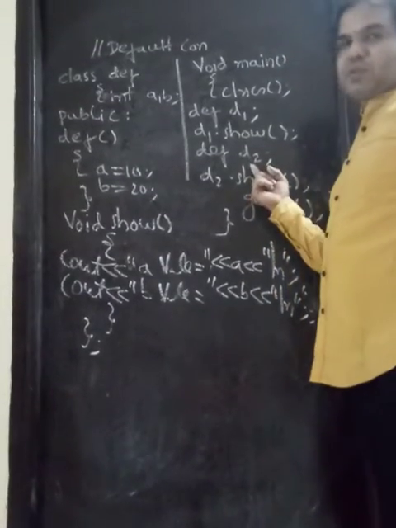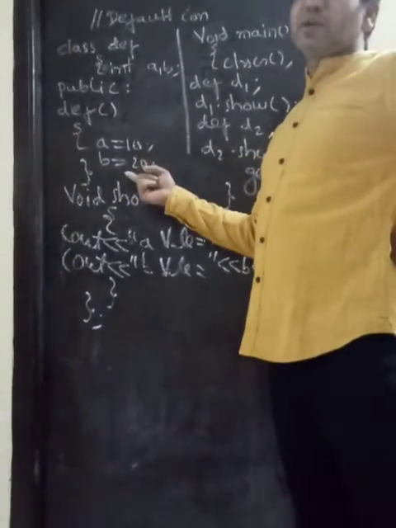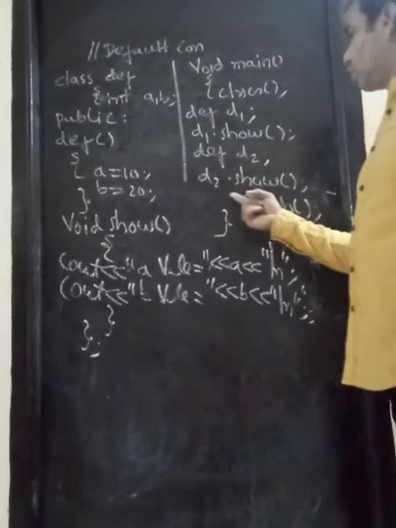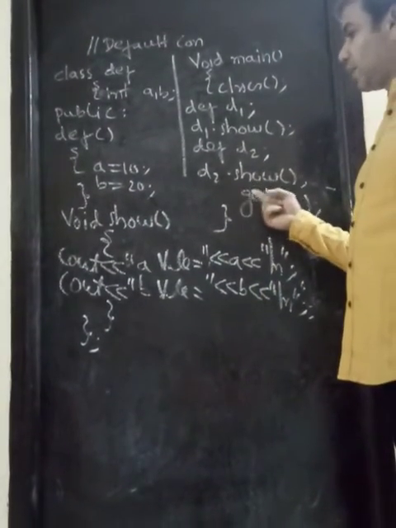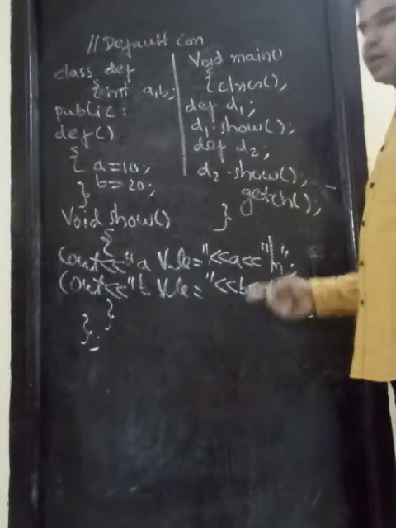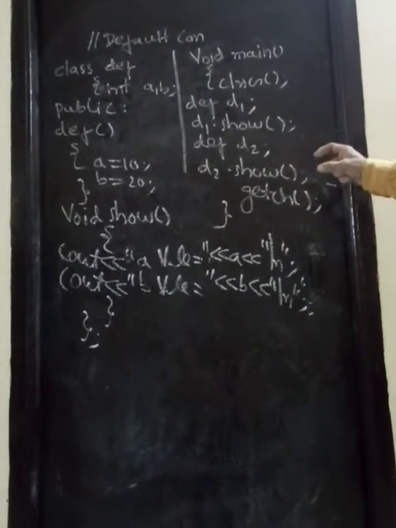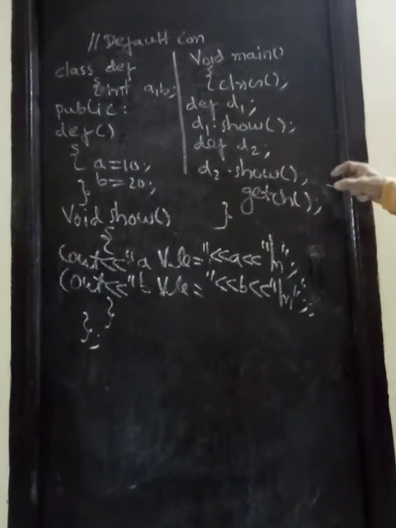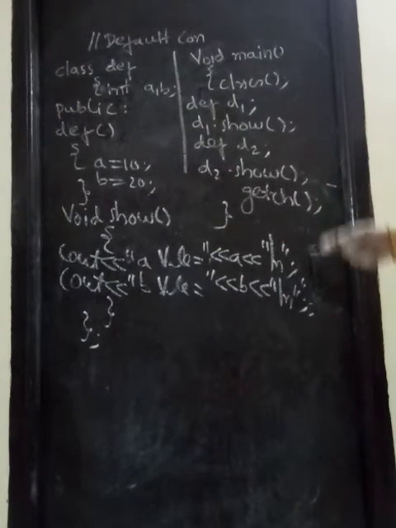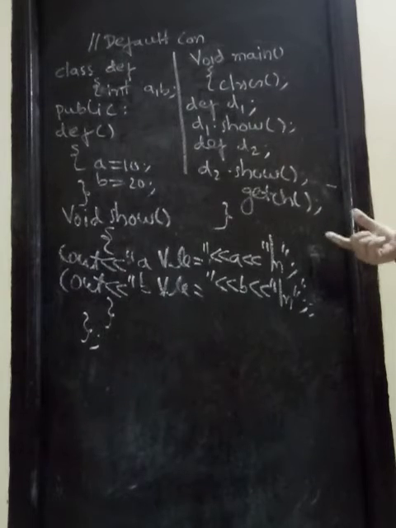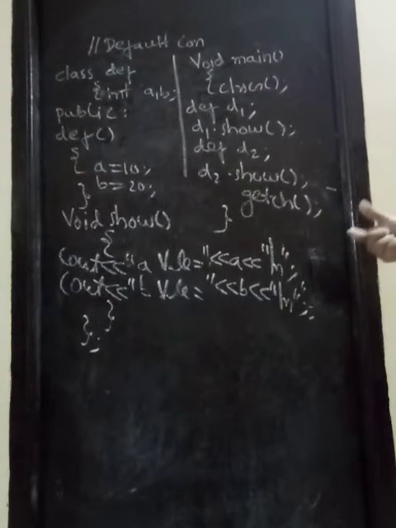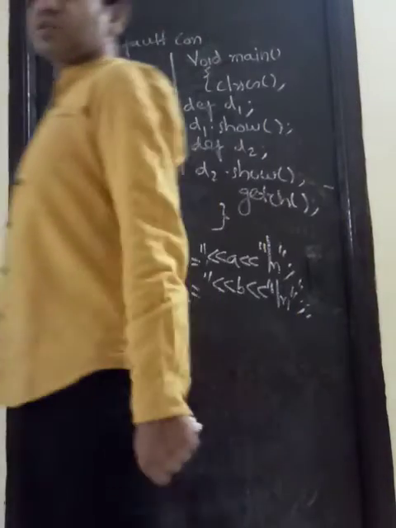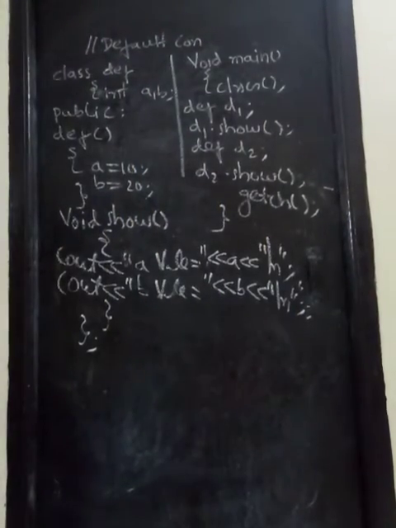The second time I am creating an object, the values will automatically be the same, a value 10, b value 20. So when I display with the d2 object, it will display a value 10, b value 20. The output of this program is a value 10, b value 20, and again the same output, because the second time we are creating an object and displaying it. This is one demonstration program on the default constructor.